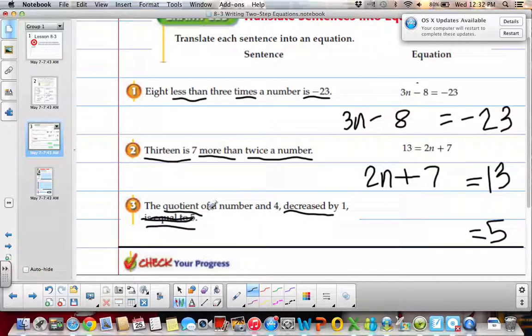So the quotient of a number and 4. So we're taking a number and 4, dividing it because it's quotient, and then decreased by 1. So n divided by 4 minus 1 equals 5. And there's our answer.